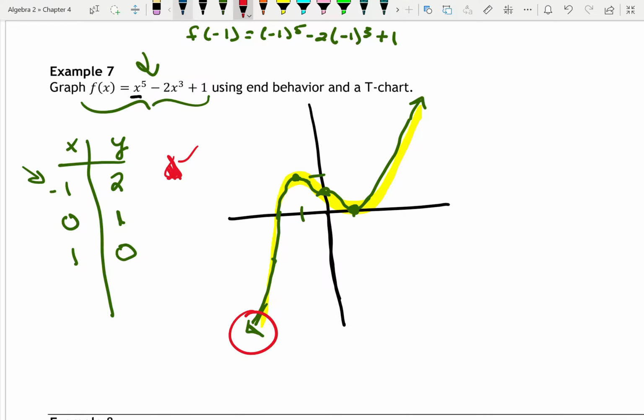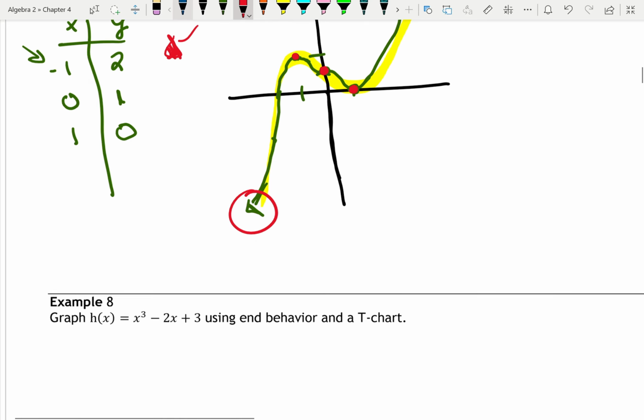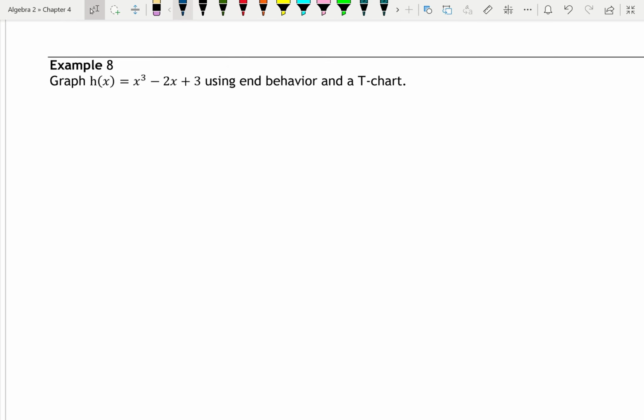We have the end behavior there, those arrows there. We have some good solid dots in the middle of it. And then we connected the dots. We use the graphing calculator to help guide us. All right, that is number 7. Let's scroll down and look at number 8. Again, we're graphing with end behavior and a T-chart.